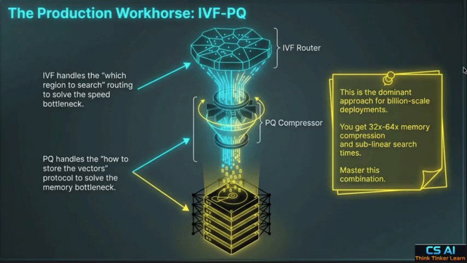This is a lossy compression, meaning we introduce quantization error, but it allows us to fit massive datasets into local memory. In production, the workhorse is the IVF-PQ combination. IVF handles the where-to-search routing to solve the speed bottleneck, and PQ handles the how-to-store protocol to solve the memory bottleneck. This is the dominant approach for billion-scale deployments, offering 32x to 64x memory compression and sublinear search times. If you're building for massive scale, this combination is the architectural standard you must master.